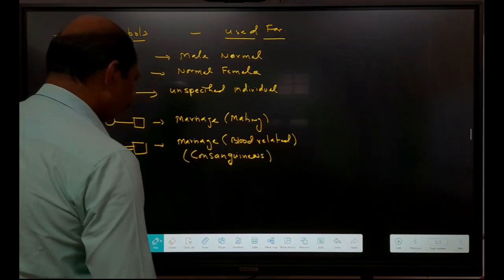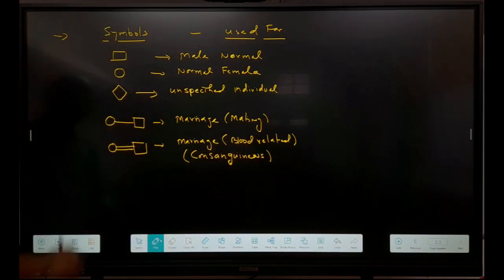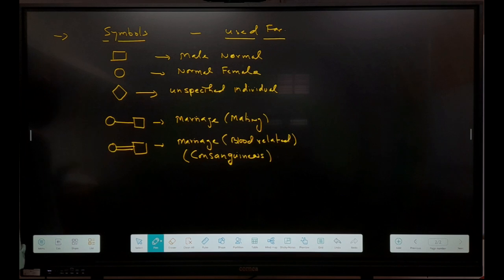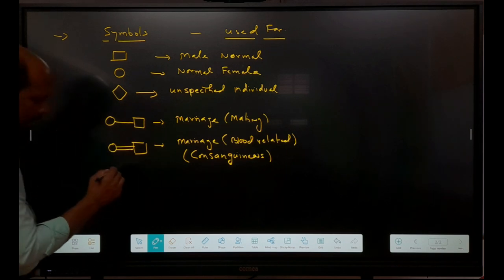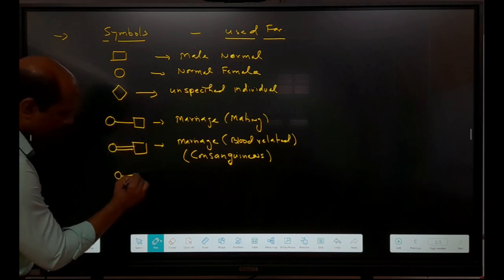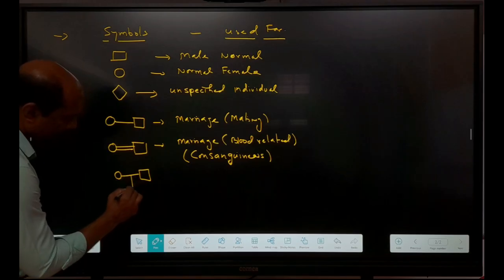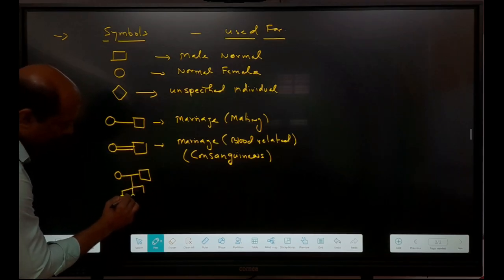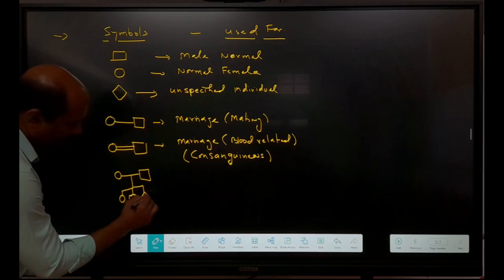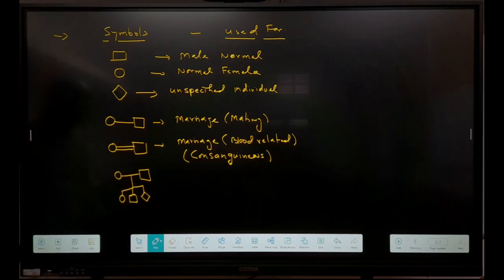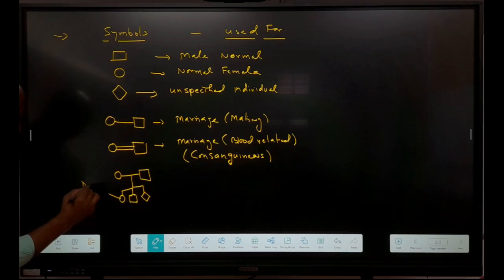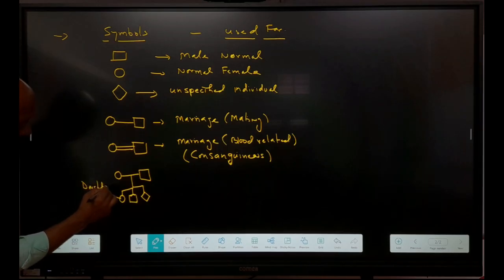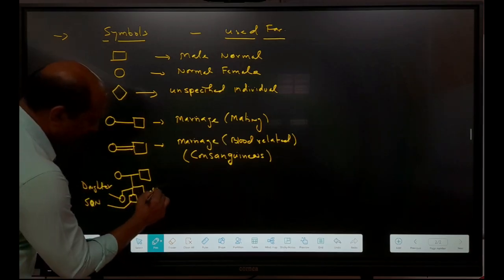Consanguineous means blood related. Then after that, marriage happens here. And when we represent this one, that is mother, father, and this represents the child: daughter, son, or we can say this one is daughter, this one is son, and this one is unspecified.